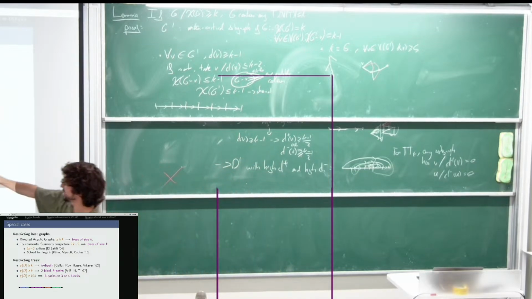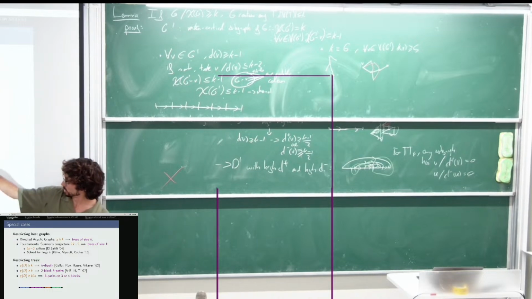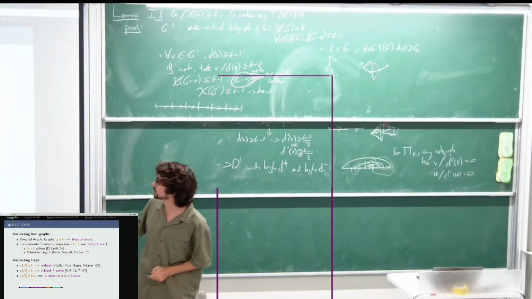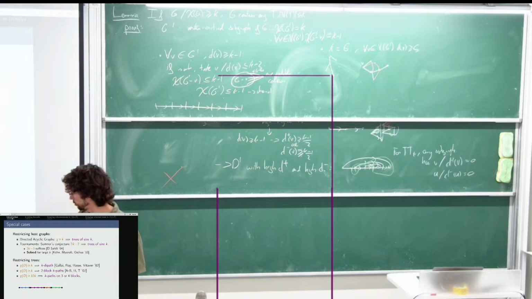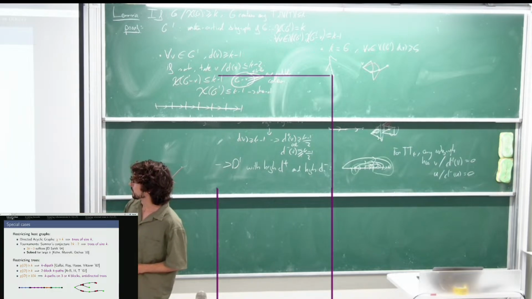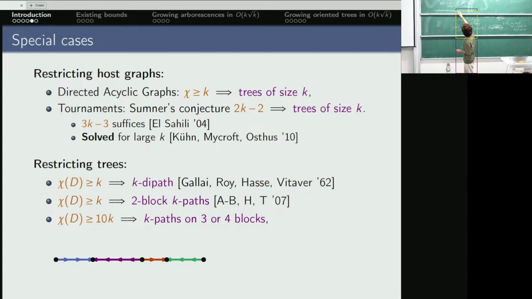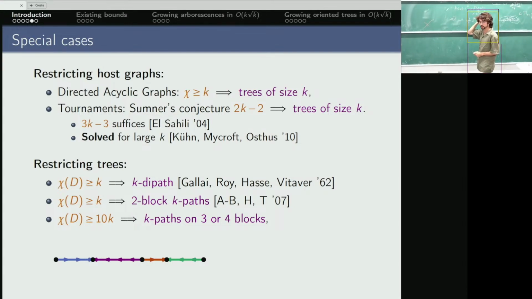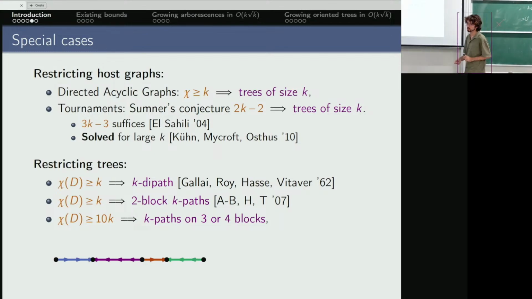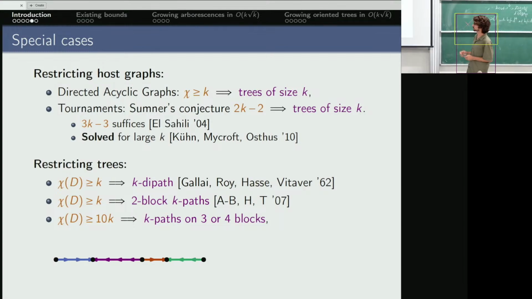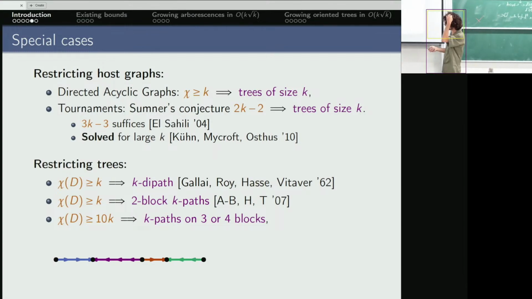So this is a path with 3 or 4 blocks, and so we have a k bound for 2-block paths, and also a linear bound for 3 or 4 block paths. And 2-block k-paths means it's a path with 2 blocks on k vertices, so the change of direction happens once. Exactly. My path has size k, I can split it into 2 blocks, and that's a path with 2 blocks. And the same linear bound holds.